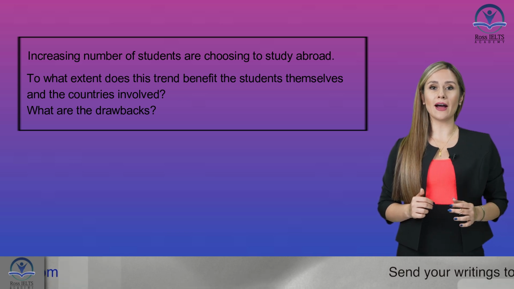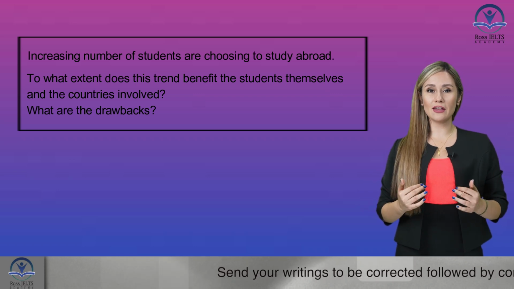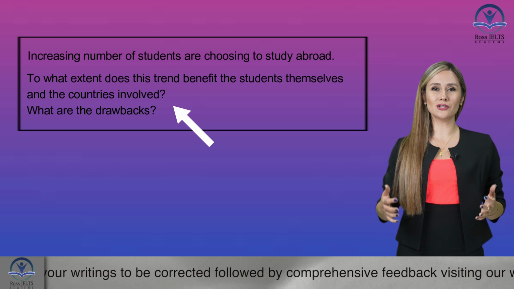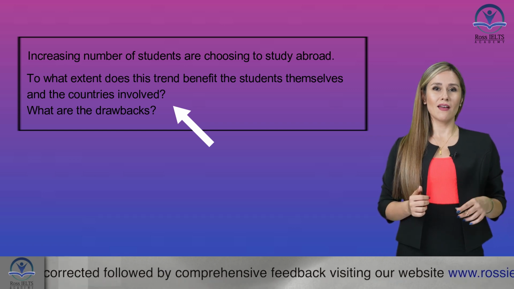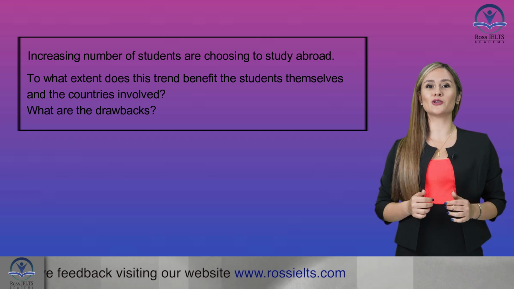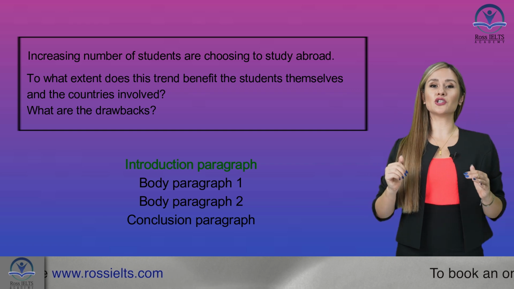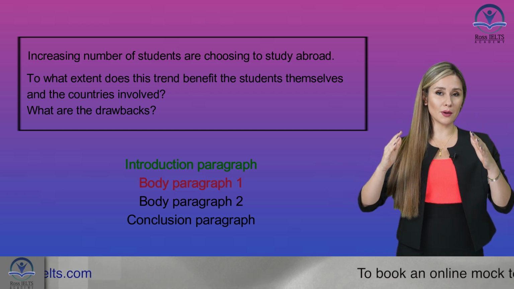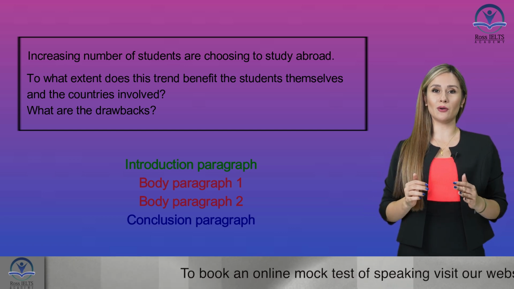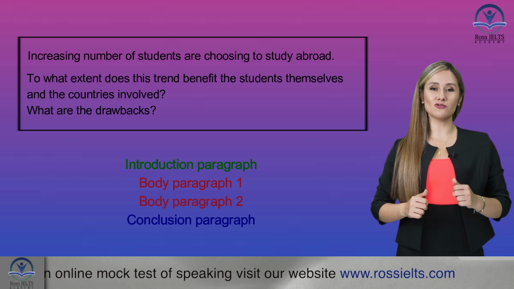What are the drawbacks? Here we are asked two questions about the given question statement. By reading them, we can understand the question type we are dealing with. This is an advantage-disadvantage question, and here's the paragraph structure that we should follow for that. First, you have the introduction paragraph, then body paragraph 1, body paragraph 2, and the conclusion paragraph. Now let's write our essay based on this structure.